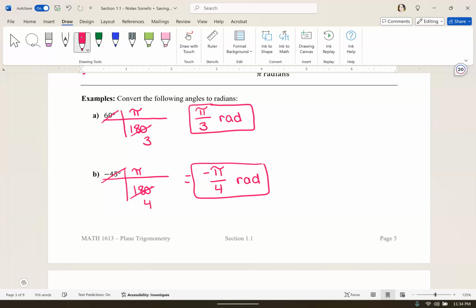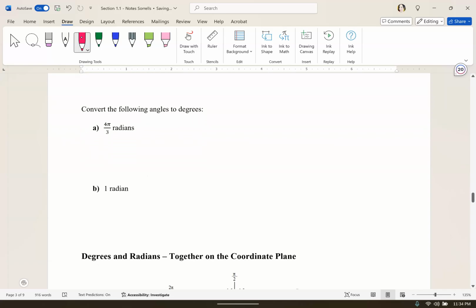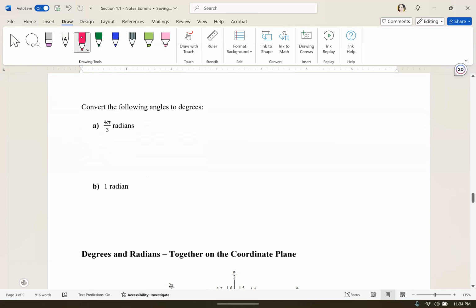Okay. So if we go to the next page, page 6, we're going to now do it the other way. We want to convert these angles to degrees. So I have radians, so now I have to use the conversion where the radians will cancel, which basically means I need my pi's to cancel.